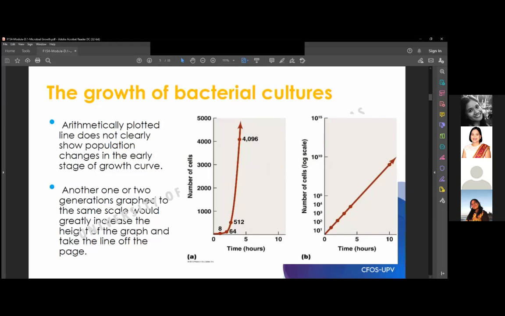Alright, so this is the explanation from earlier. Why do we have to plot bacterial growth on a logarithmic scale? An arithmetically plotted line does not clearly show population changes in the early stage of the growth curve. In another 1 or 2 generations, a graph to the same scale would greatly increase the height of the graph and take the line off the page. So that's why we use the logarithmic scale.